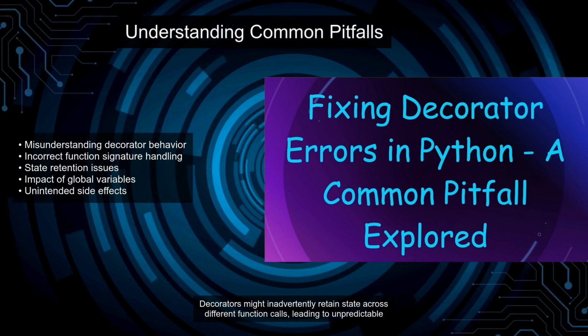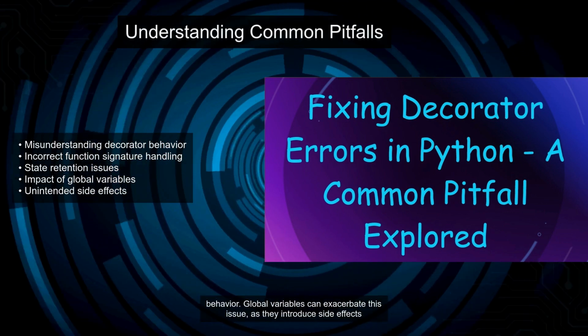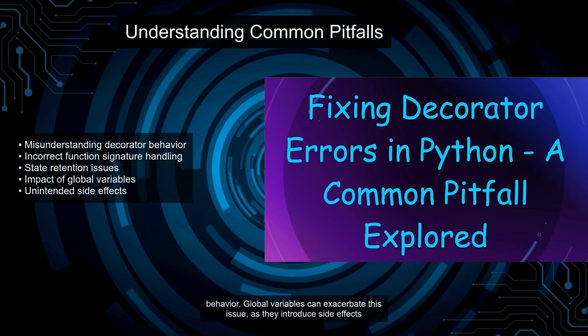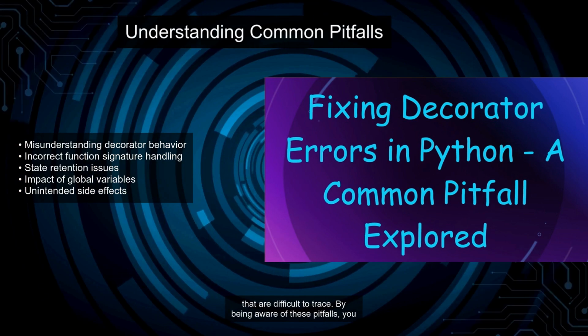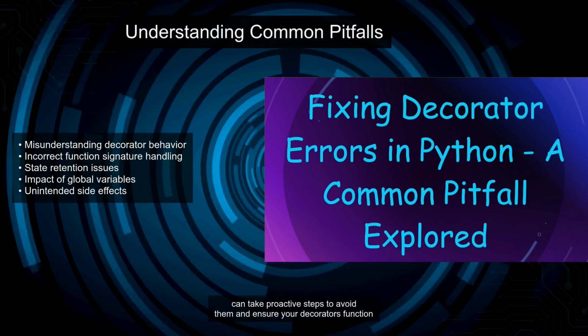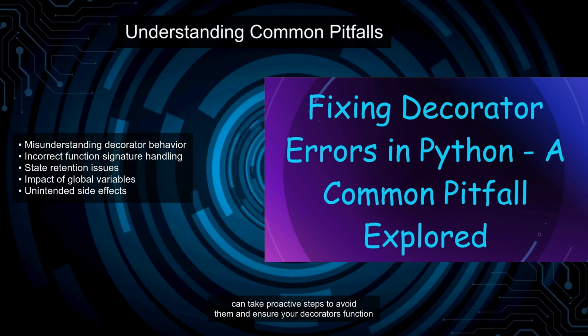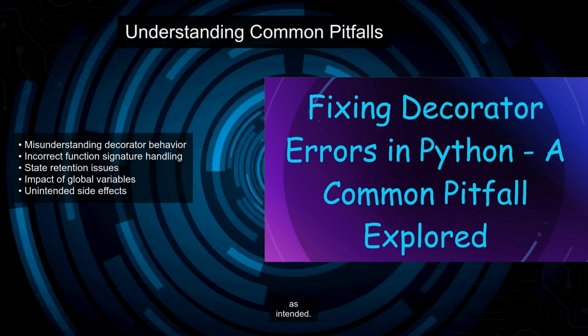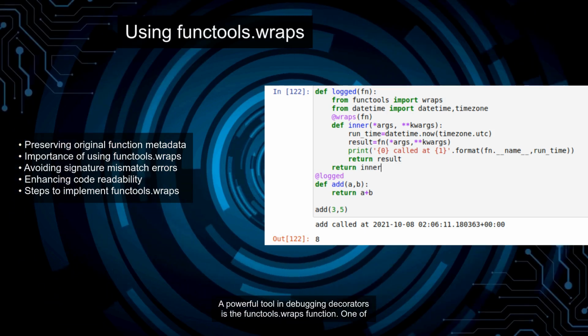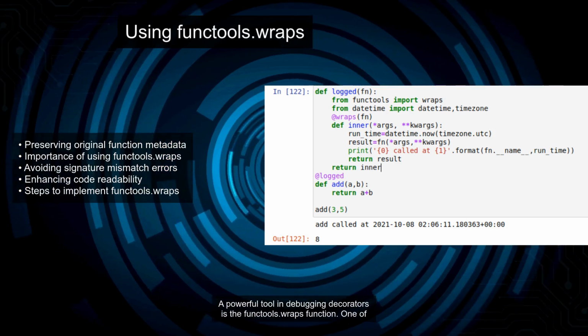Additionally, state retention is another challenge. Decorators might inadvertently retain state across different function calls, leading to unpredictable behavior. Global variables can exacerbate this issue, as they introduce side effects that are difficult to trace. By being aware of these pitfalls, you can take proactive steps to avoid them and ensure your decorators function as intended.